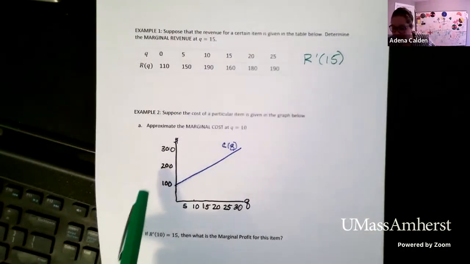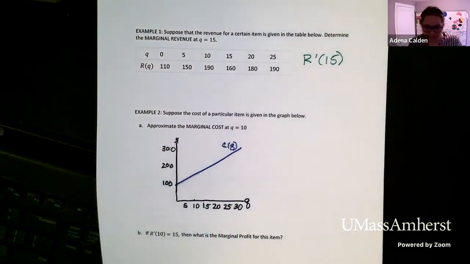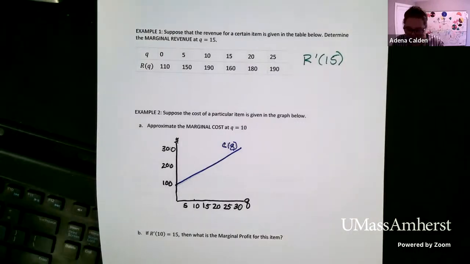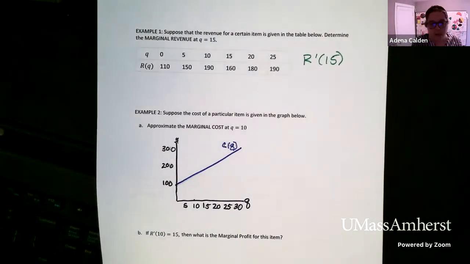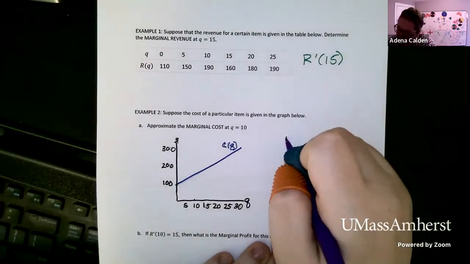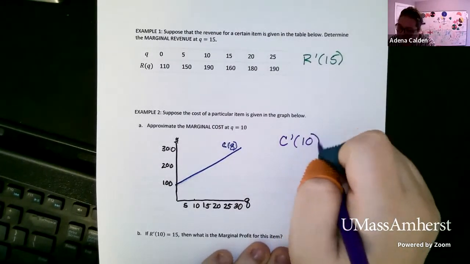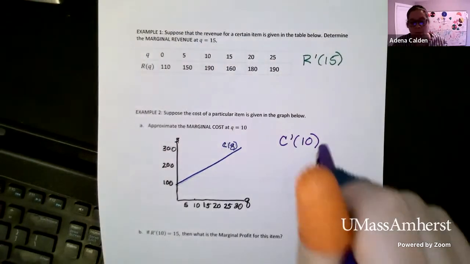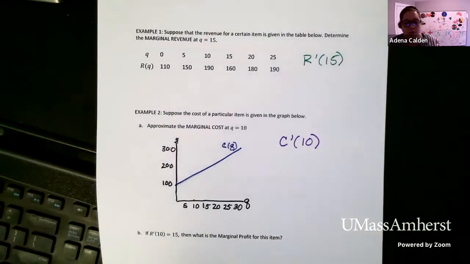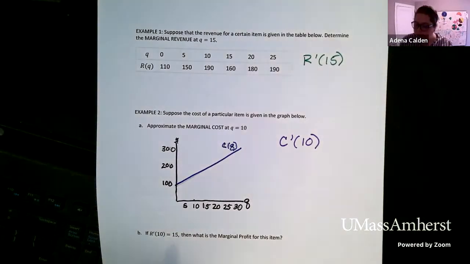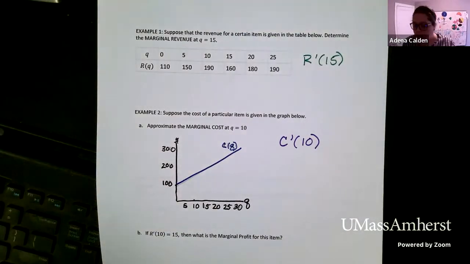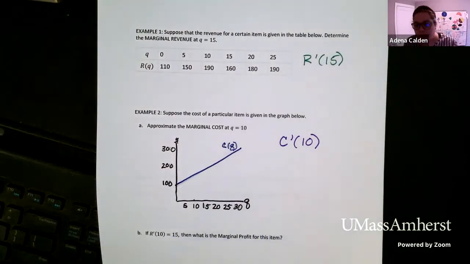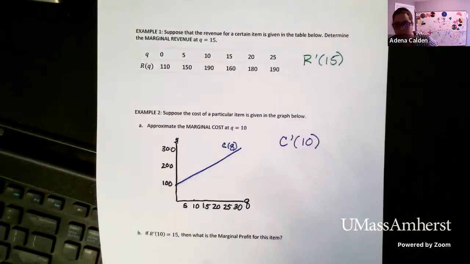For the second example, suppose cost is given in the graph below. So we have a linear cost. We are trying to figure out the marginal cost at 10 units, so we're trying to approximate C prime of 10. The second example has a part B. After you've computed C prime of 10, if R prime of 10 is 15, so we are also given a marginal revenue, then what is the marginal profit for this item at this level?